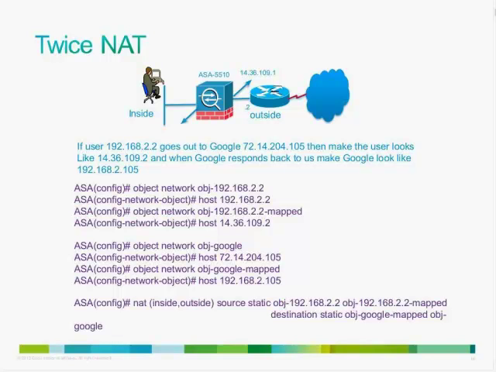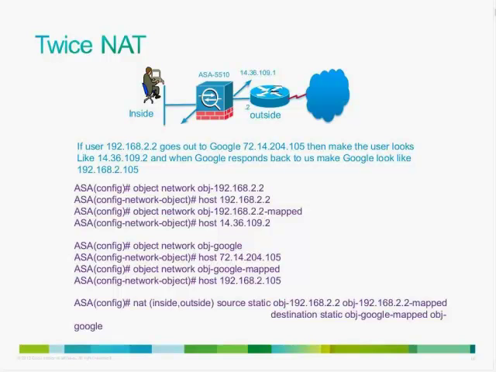So first we need to configure an object for my source, and then I want to configure another object for my source as to how I'm going to look like on the outside. And then I'm going to configure another object for Google's real IP address on the internet.